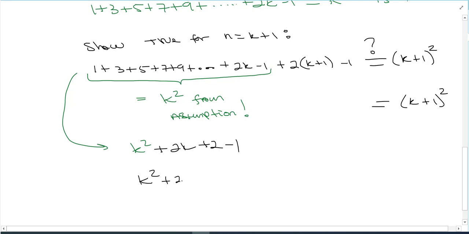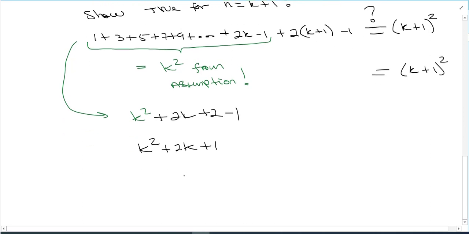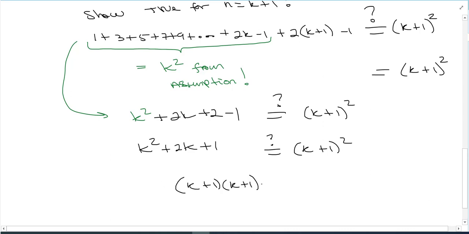So I have k squared plus 2k plus 2 minus 1 just becomes plus 1. And notice that this factors. So let me keep writing this. I put the question mark there to remind me not to treat it like an equation, right? I'm not moving things from one side to another. And here, notice this factors. What two numbers multiply to 1 and add up to 2? 1 and 1. So this factors into k plus 1 times k plus 1, which is in fact k plus 1 squared. So it is true.